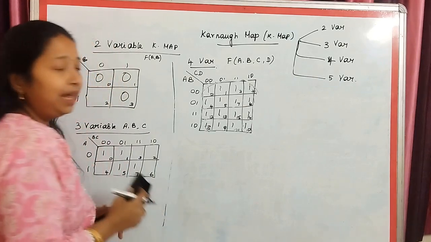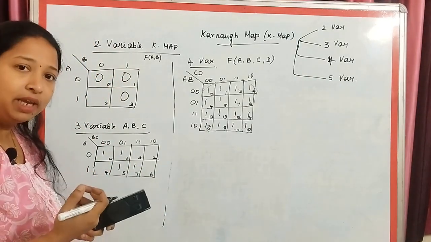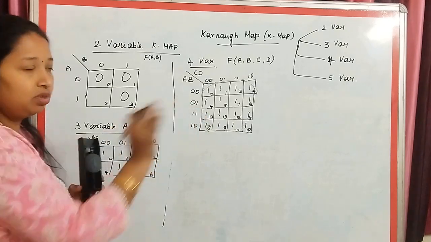Your final step in any Karnaugh map is getting the simplified Boolean expression. How will we get the simplified expression? That is based on the mapping.